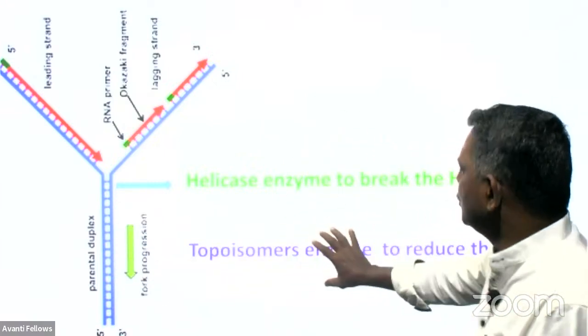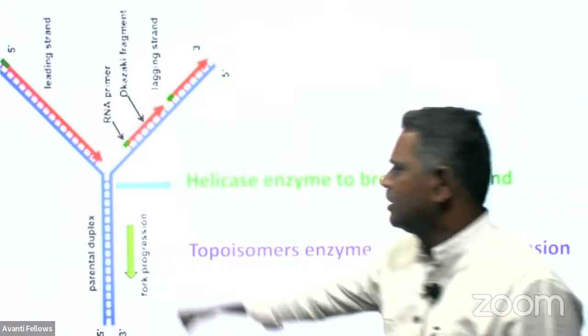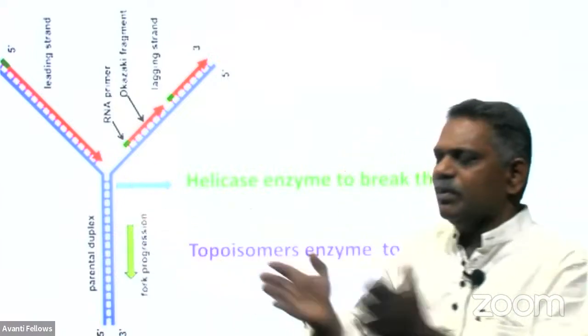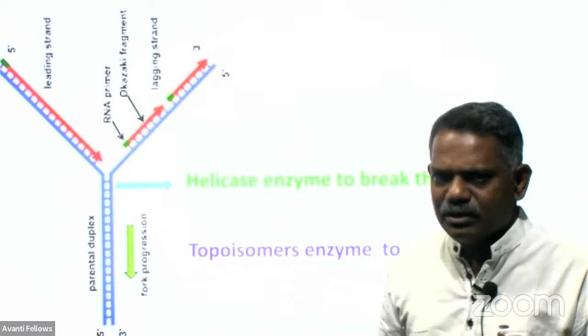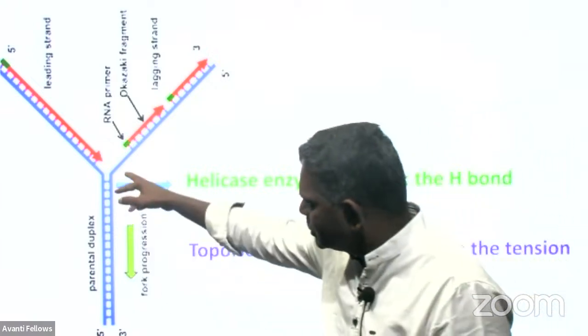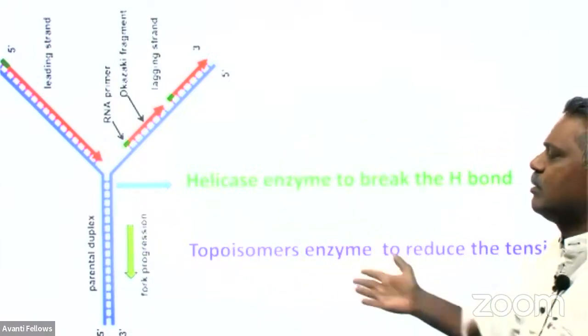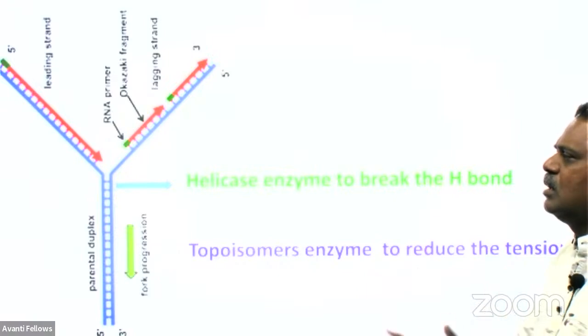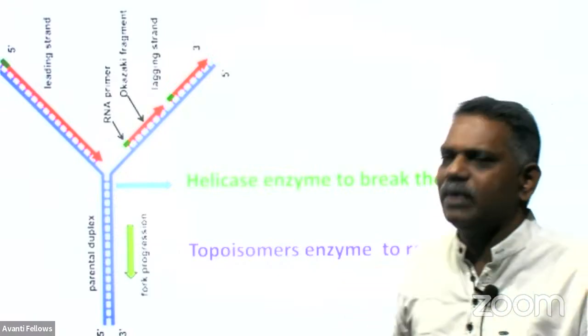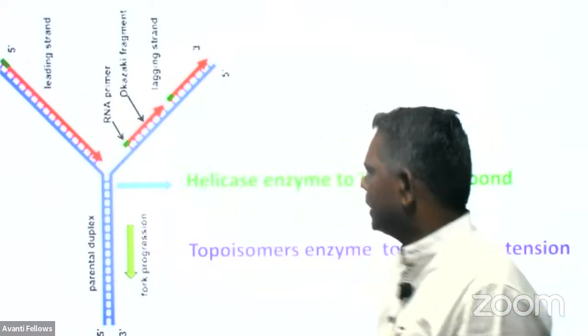And this can be reduced by using topoisomerase enzyme only. So helicase enzyme breaks the hydrogen bond and also helps in the unwinding of the DNA strand, whereas topoisomerase enzyme reduces the tension produced at the other end due to the unwinding or separation of these two complementary strands of DNA.